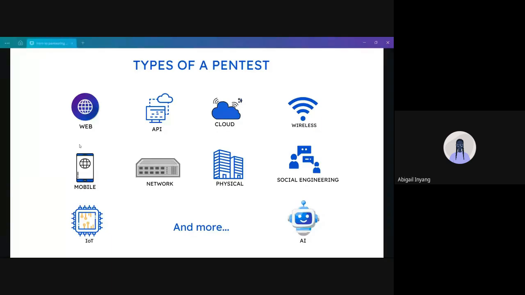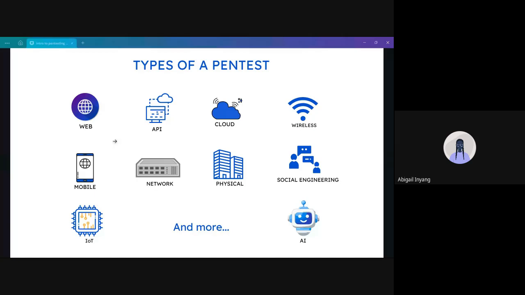So we have network penetration testing. You're testing network infrastructures, like the file transfer protocol, the SSH protocol, different protocols, to identify vulnerabilities in them.